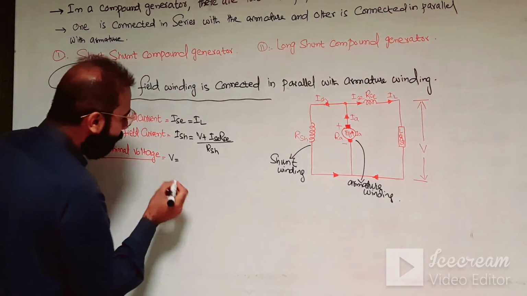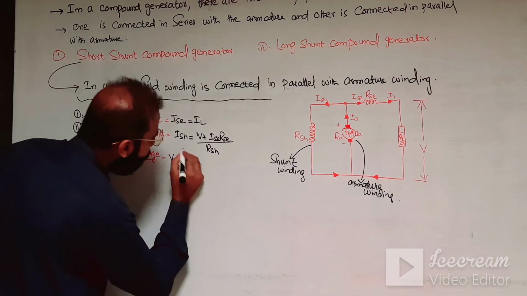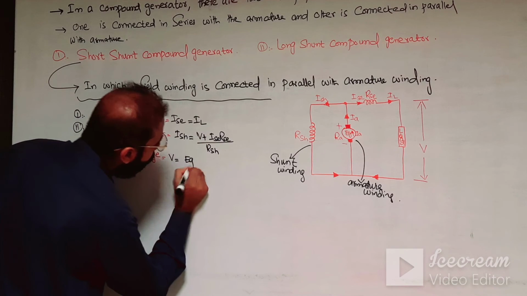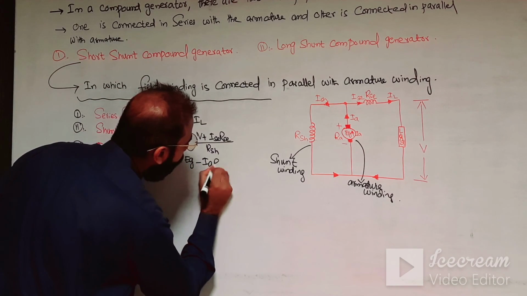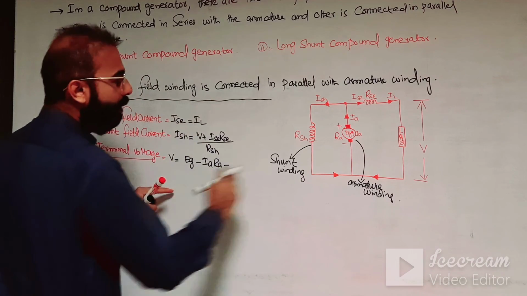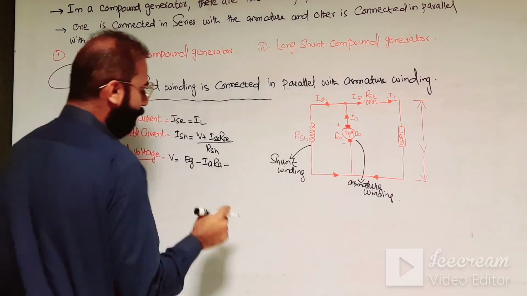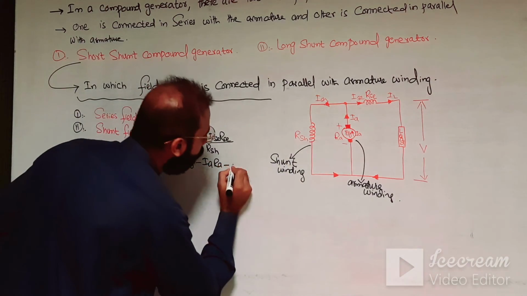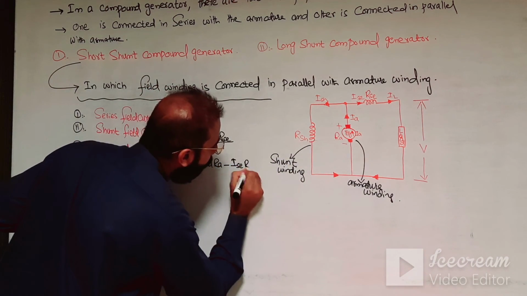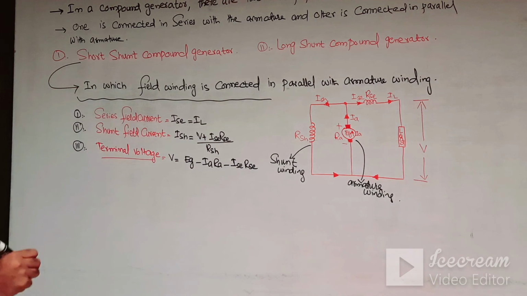So this can be written as Eg minus IaRa, resistance of the armature we have considered, and also minus IseRse. So this is the terminal voltage.